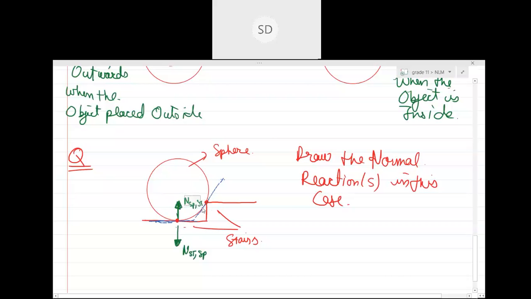I'm not naming this as N sub something, I'm just naming this as N1 and this as N2. Can you see this over here? By the way, this will pass through the center. What about the next one? The next one will also pass through the center, but the normal reaction will be something else. It will be N2, it will be N1. The contact points are different, so hence we will draw different normal reactions. Is this clear?